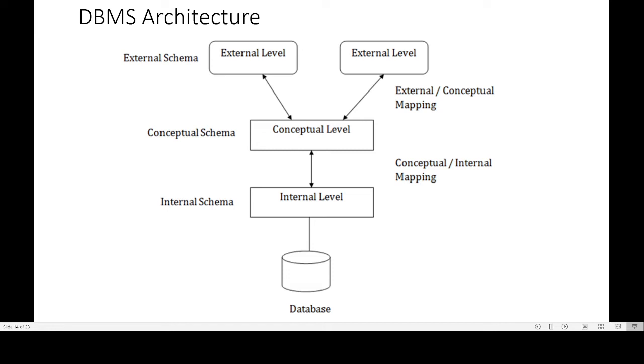Then comes the conceptual level. Conceptual schema is otherwise called the logical level. This is the next higher level of abstraction. This level is used to describe what data the database stores and what relationship exists between the data items. So the logical level describes an entire database in terms of a small number of relatively simple structures.